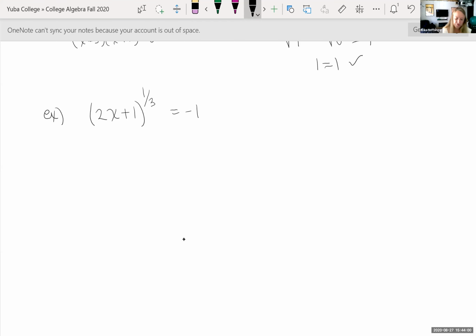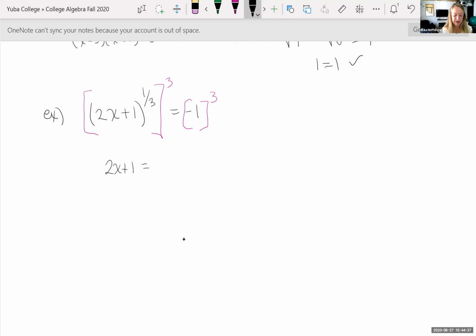So we're going to use the rules. Power to power is multiplication, so we want something that would clear the 1/3 here. If you multiply by the reciprocal of the exponent that's a rational, then that would give us 1. So if we multiply both sides by 3, or cube both sides, that would give us 2x plus 1 is equal to -1 cubed.